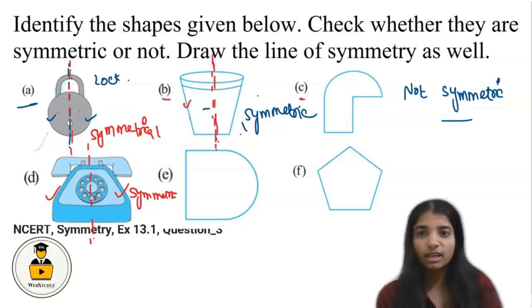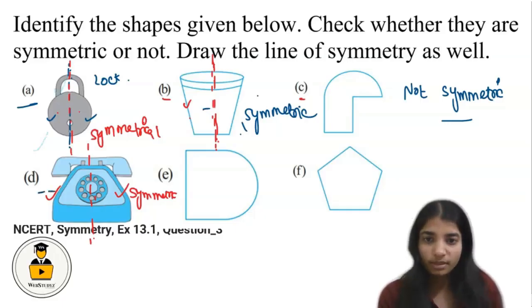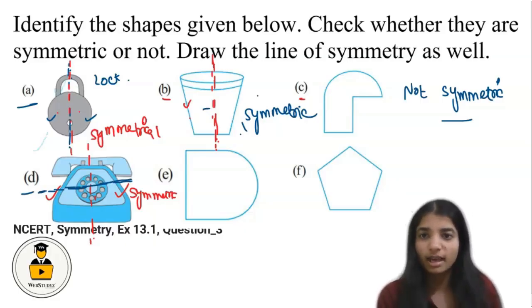We can also check if it has other lines of symmetry or not. If we draw the line from here, which is represented by this blue line, we didn't get the same image. So we can say that this blue line is not representing a line of symmetry. So our only line of symmetry is that red line. So we can say that D is symmetric.